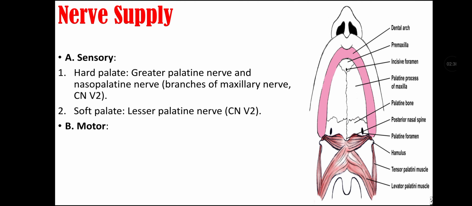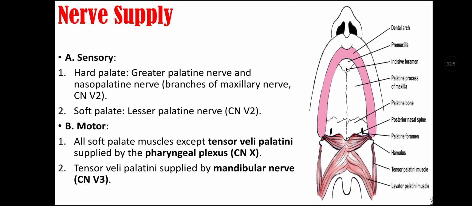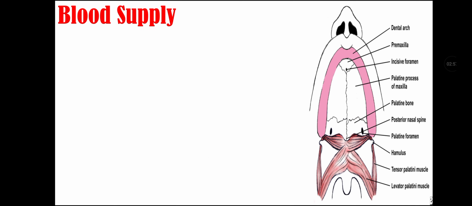Then there is motor nerve supply to the palate. All soft palate muscles except tensor veli palatini are supplied by the pharyngeal plexus that is by the 10th cranial nerve, that is vagus nerve. And tensor veli palatini is supplied by mandibular nerve that is a branch of trigeminal nerve.